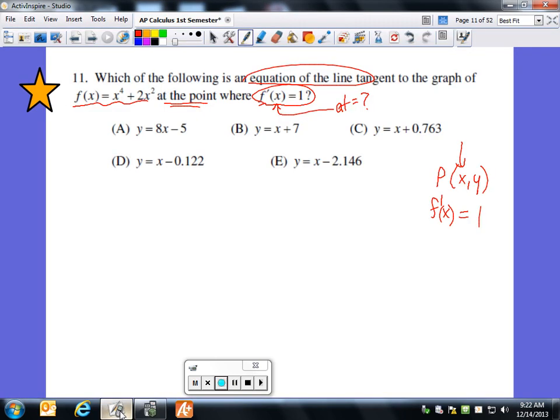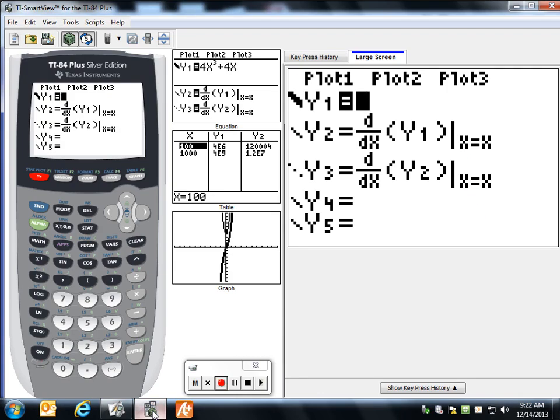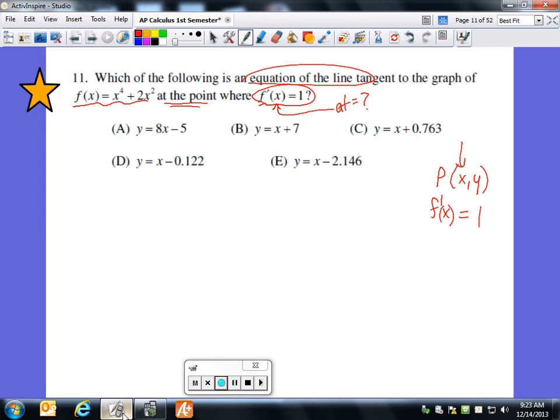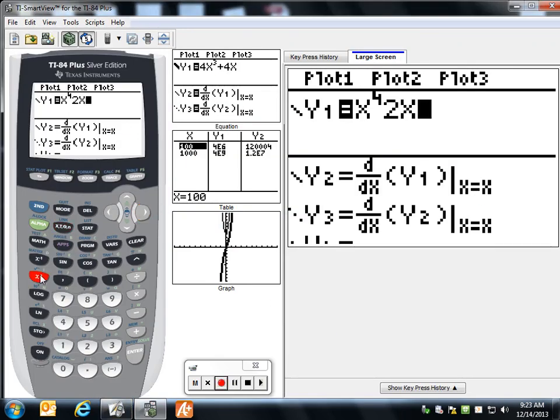So if we have this function here, we know that this derivative will equal 1 at a certain point. So to find where it's equal to, what we're going to do is put this function in the calculator. I'm going to show you how to efficiently use this graph. So x to the fourth plus 2x squared. Let me clear this real quick, x to the fourth, right arrow to jump down, and then plus 2x squared. Seem to be struggling with these buttons just a little bit.